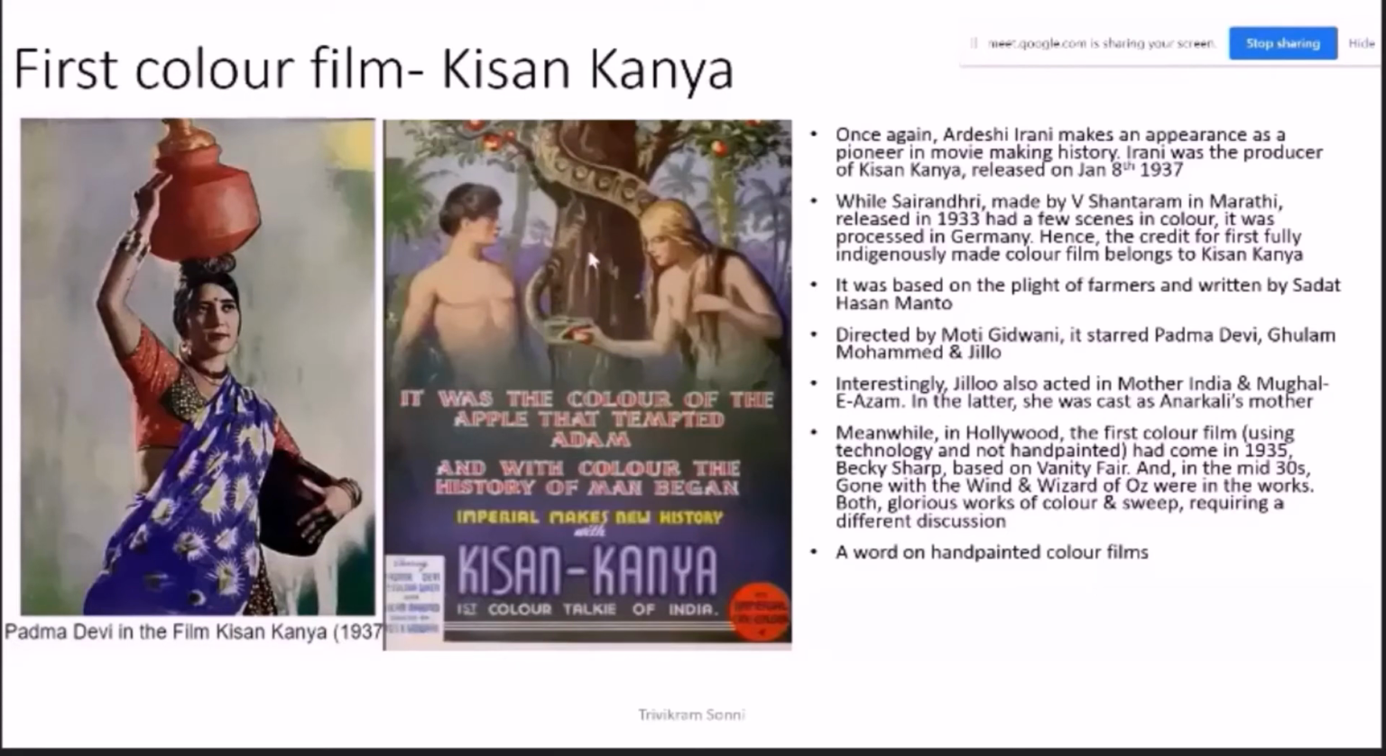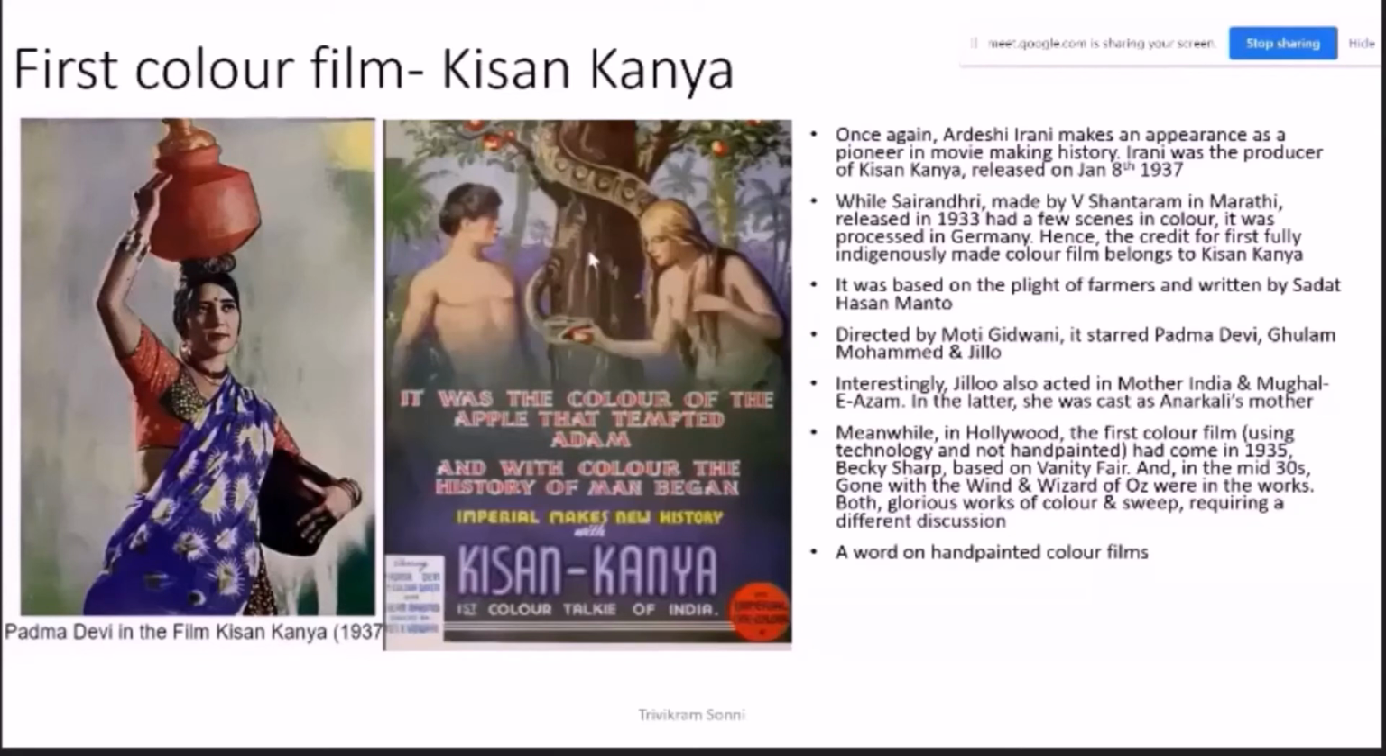Once again, Ardesh Irani makes an appearance. If you see how he's connected to all the pioneering efforts of cinema, it's mind-boggling. He was the producer of Kisan Kanya. It was released on January 8th, 1937.